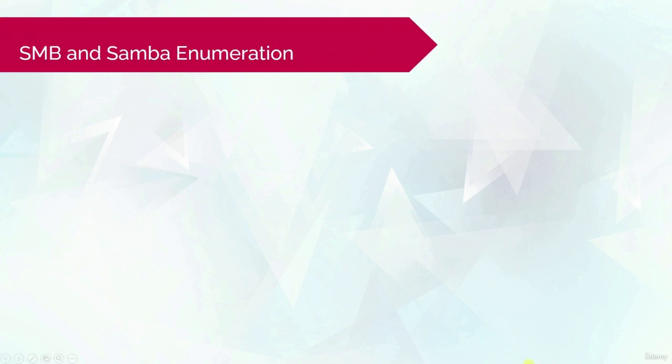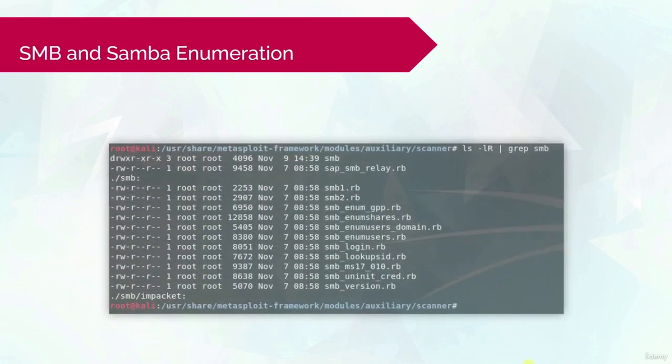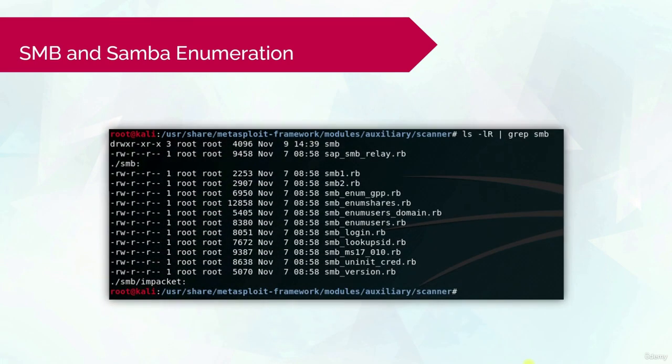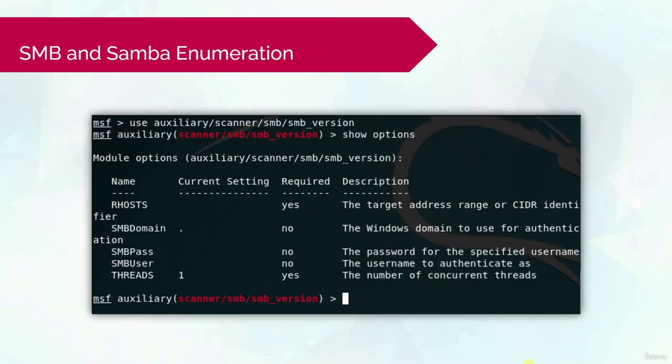SMB, which stands for Server Message Block, is a protocol for sharing files, printers, serial ports, and communications abstractions such as named pipes and mail slots between computers. In addition to that, Samba is a freely available SMB server for Unix. It's an implementation of SMB for Unix-like systems. SMB can run directly over TCP ports 137, 139, 445, or on UDP ports 137 and 138.